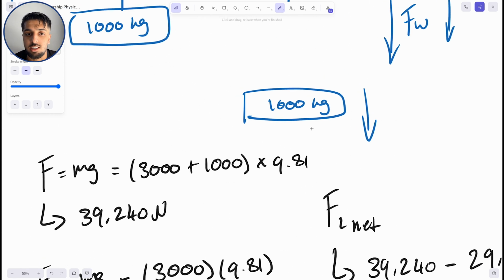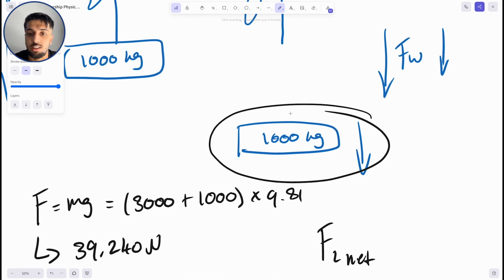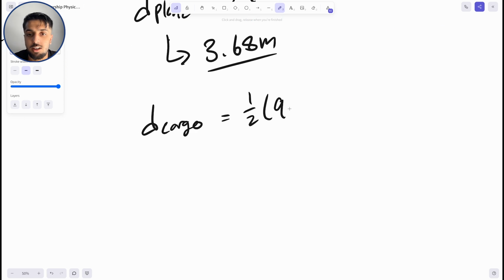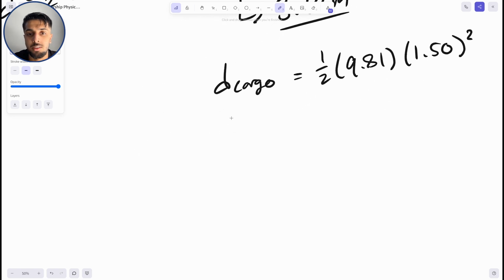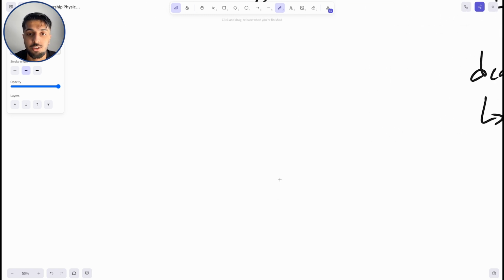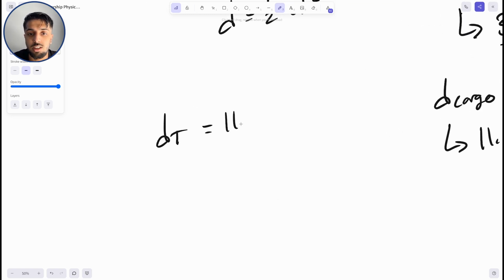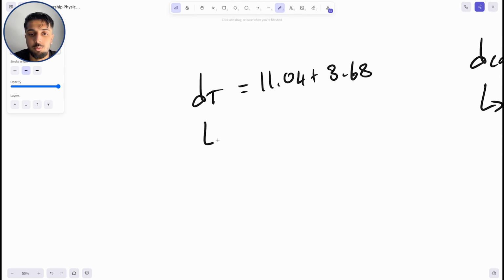Now the acceleration experienced by the cargo is just the acceleration due to gravity, and so that's 9.81, again times the time, which is the same, 1.5 seconds squared, and the distance traveled by the cargo is 11.04 meters. And so the total separation is equal to 11.04 plus 3.68, which gives us a total separation of 14.7 meters.